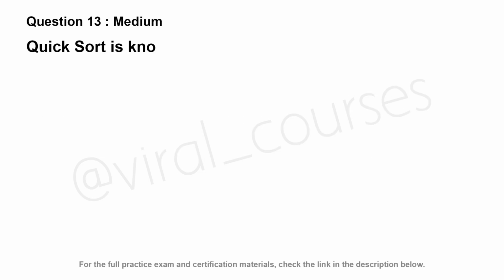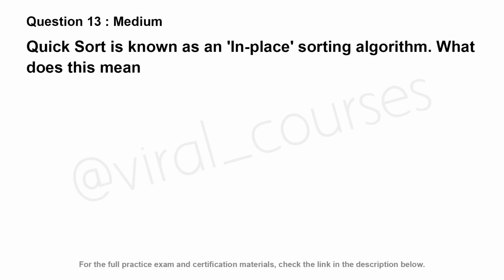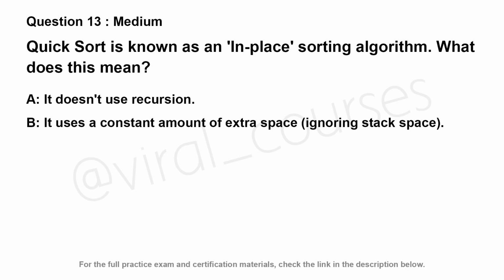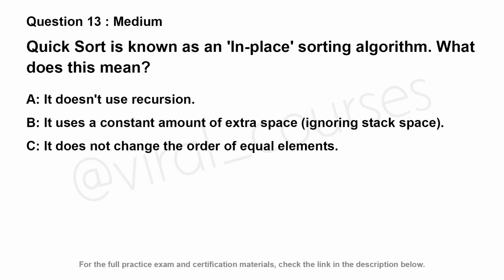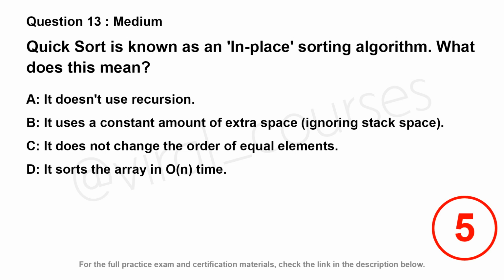Quick sort is known as an in-place sorting algorithm. What does this mean? Option A, it doesn't use recursion. Option B, it uses a constant amount of extra space, ignoring stack space. Option C, it does not change the order of equal elements. Option D, it sorts the array in O(n) time.